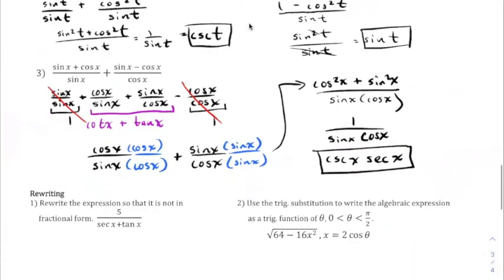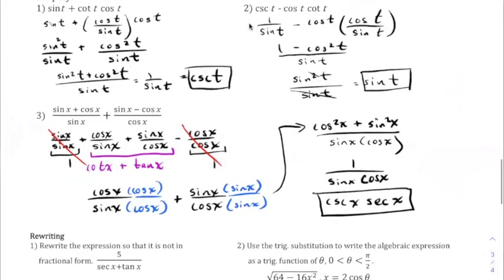So we've done a pretty good job, I would say, of simplifying this all the way down to cosecant x secant x. Okay. So hopefully you're a little bit more comfortable now with simplifying, factoring, just using identities to rewrite trigonometric expressions, because that's going to be really critical for us to work through verifying.